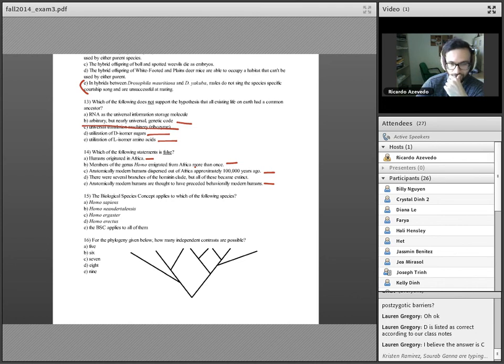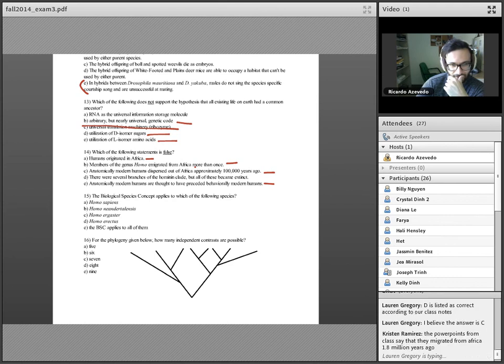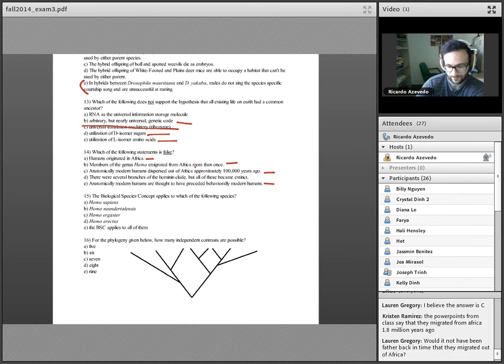Anatomically modern humans don't have precisely behaviorally modern humans. That's true as well. So you have archaic humans. Actually, all of these are correct. Homo immigrated from Africa more than once, that is true. So again, humans originated in Africa, true. Members of the genus Homo immigrated from Africa more than once. Yeah, Homo sapiens and Homo erectus. Anatomically modern humans dispersed out of Africa approximately 100,000 years ago, roughly the same. Several branches of the hominin clade, all of these became extinct.